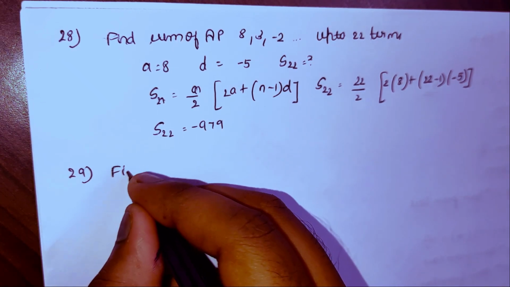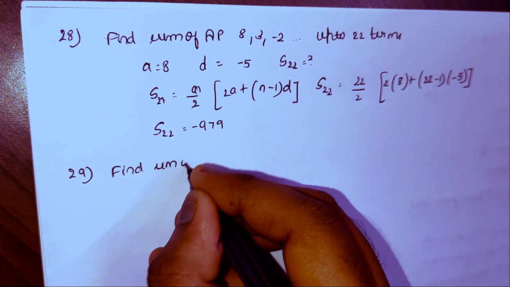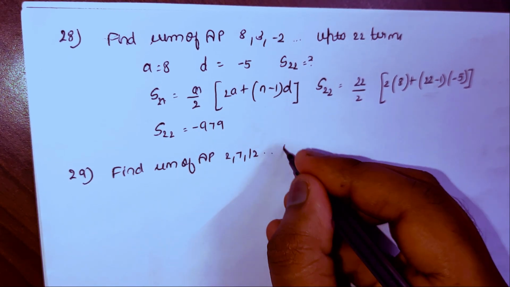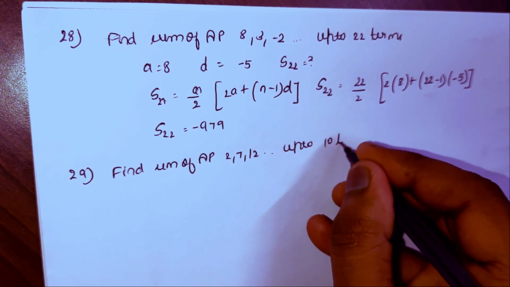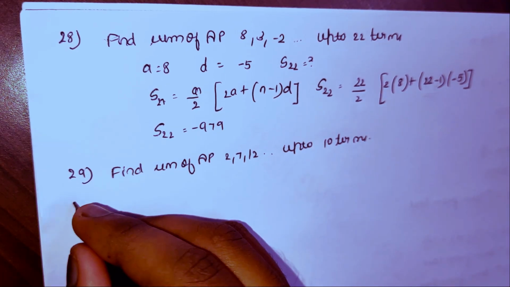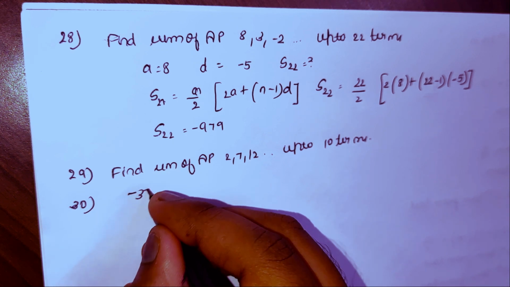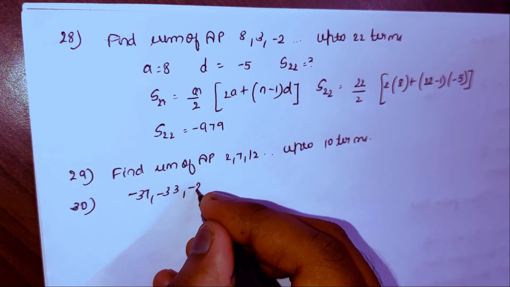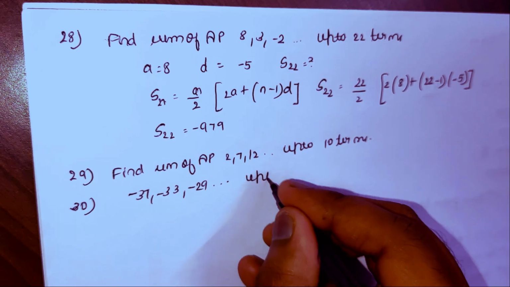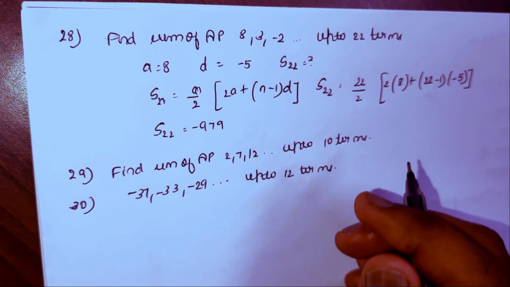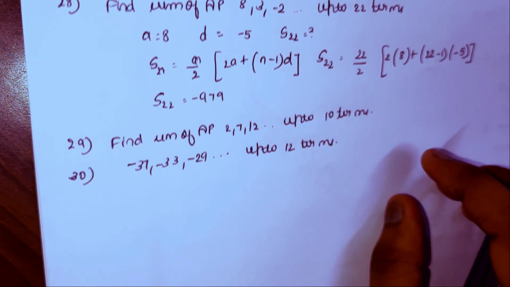Same question. Find the sum of AP 2, 7, 12 up to 10 terms. Minus 37, minus 33, minus 29 up to 12 terms. Now we'll move into the 3-mark questions.